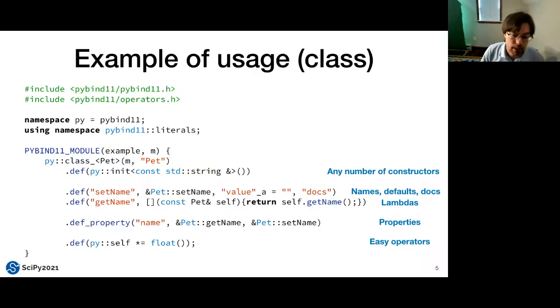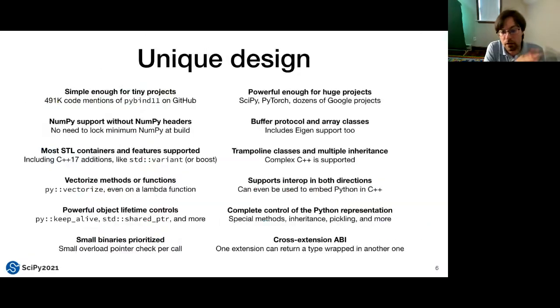So there's really a lot of different features. I'm not going to go over all of them, but one of the key things is that this is simple enough to be used for all sorts of different tiny little projects. You saw you could fit the simplest possible project in a single slide really easily. There's almost 500,000 mentions of PyBind11 on GitHub if you look through the code search. And it's powerful enough to be used for huge projects.